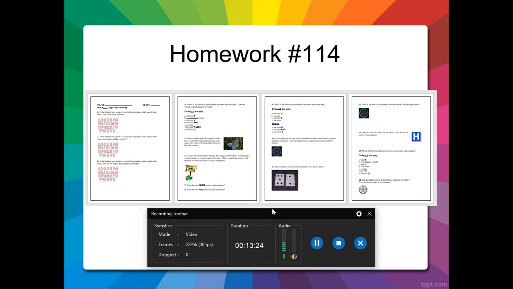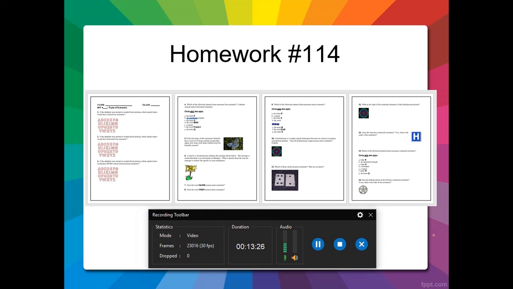So we've gone through the 4 different types of symmetry. We have line symmetry, plane symmetry, point symmetry, and rotational symmetry.